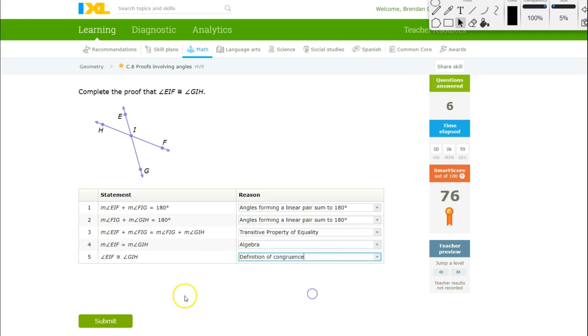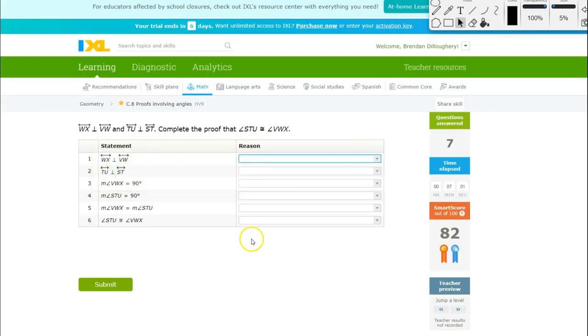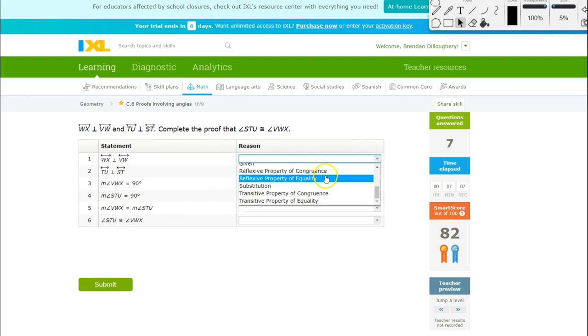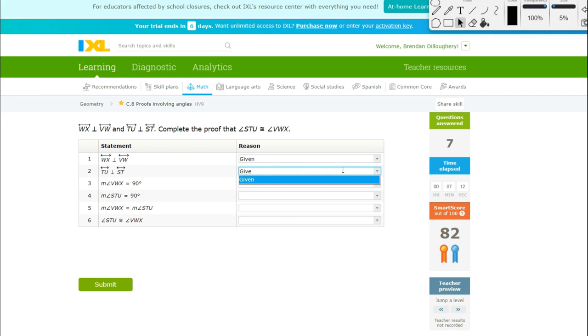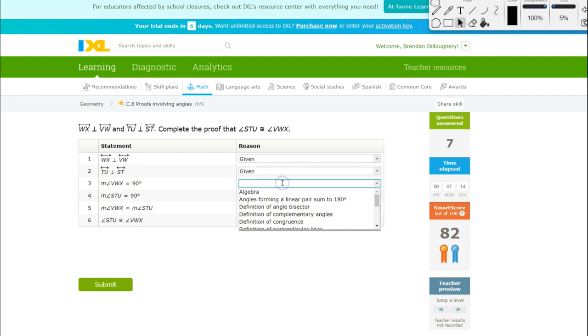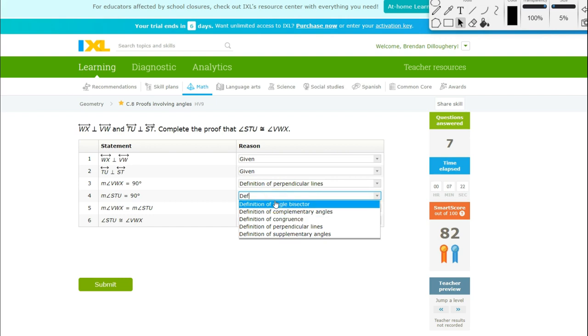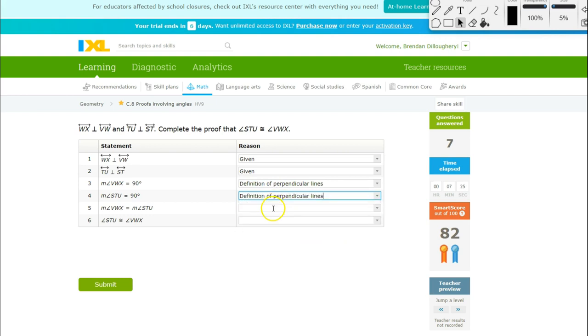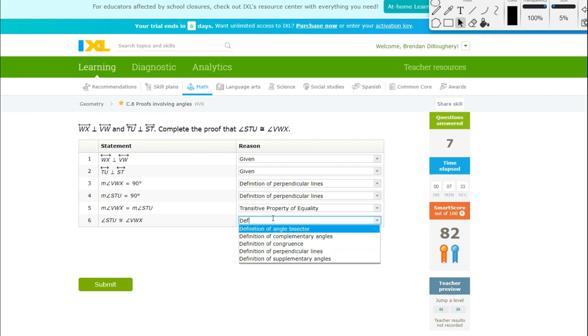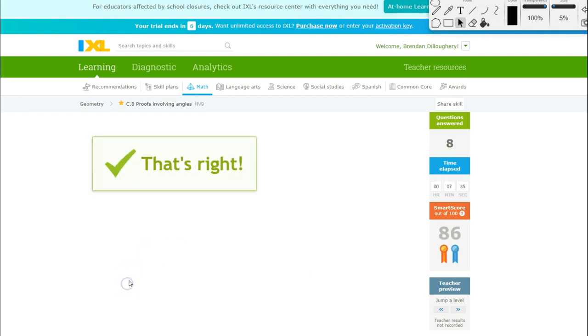I'll just do 1 or 2 more because you can tell they're starting to get the same. But we're doing every single reason in the proof here. Okay, so we were given that they were perpendicular. We were also given, and we can type here, that it was perpendicular, and then here we know they're 90 because that's the definition of perpendicular lines. And then same thing here. We are given that's the definition of perpendicular lines. Well, then they're equal to each other. That's the transitive property of equality, not the congruent symbol. And then we know they're the same because that's the definition of congruence, okay?